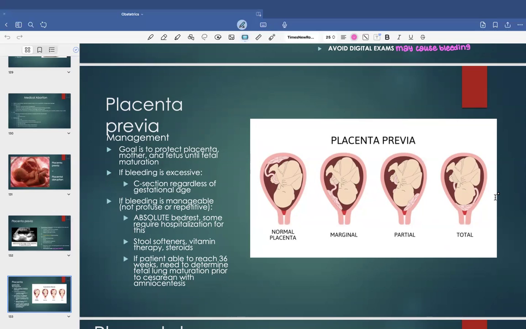You want to give them stool softeners. Why? Do you want them pressing if they're constipated? No, we don't want any type of extra pressure down there. They may need vitamins, they may need steroids. If the patient is able to reach 36 weeks, you need to determine fetal lung maturation before you do a C-section, and you can do that with amniocentesis. So those babies are more likely going to have to come out. If the baby's less than 34 weeks, they need steroids so that their lungs can hopefully mature enough once they're born. All right, so that's previa.